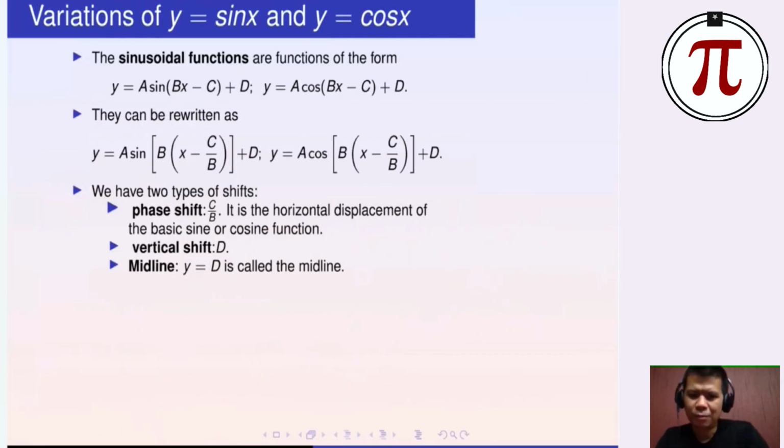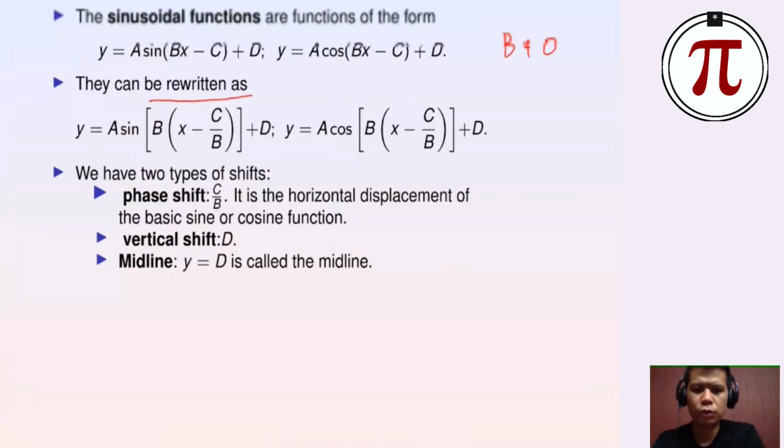Now let's consider the variations. The other two, the sinusoidal functions, can be rewritten as this. Consider B is not 0. So this one can be rewritten as b in the parentheses x minus c over b, plus d. And y equals a cosine b x minus c over b plus d. Based on this, we determine the following shifts.